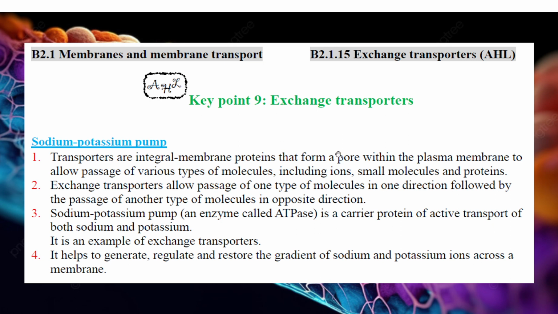A transporter is an integral membrane protein, and it is a pore in the plasma membrane. It allows passage of various types of molecules and fluid, for example, ions, small molecules, and proteins.